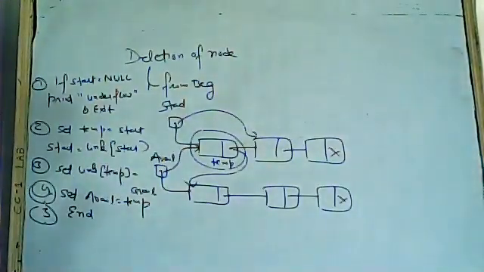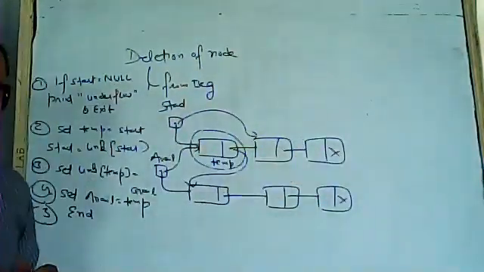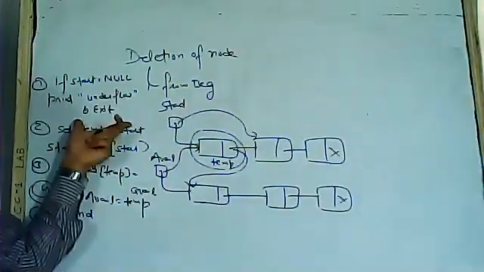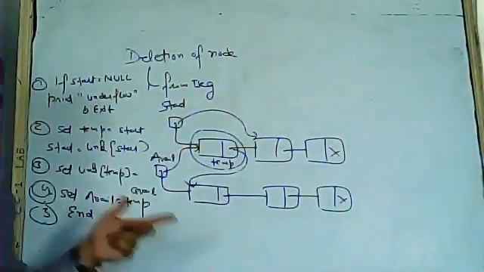सर एक बार रिपीट कर दो. I repeat. If start is null, there is no node in the list. What will you delete? You will say underflow and exit. First step is clear.